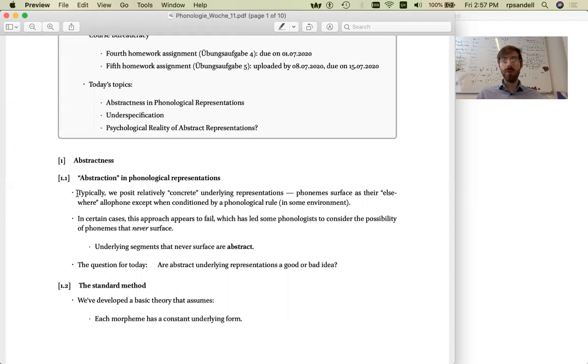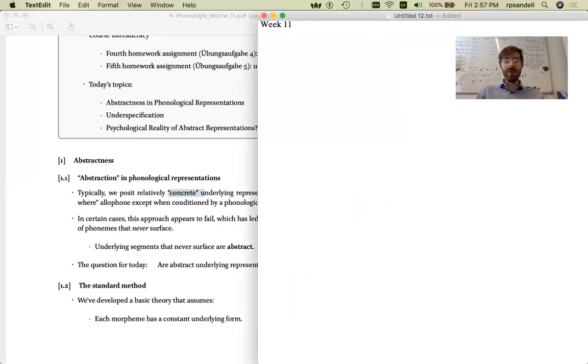Usually when we conduct phonological analysis, we try to assume relatively concrete phonological representations. That is, we try to assume that the underlying representations are as similar to the surface forms as possible. So in general, I know I've repeated many times, if a word or a morpheme is always pronounced essentially in the same way, let's take the English word cat, and here we have it in a broad phonetic transcription.